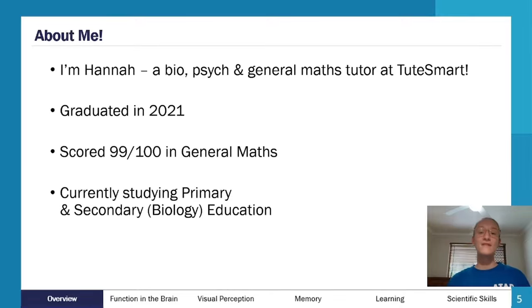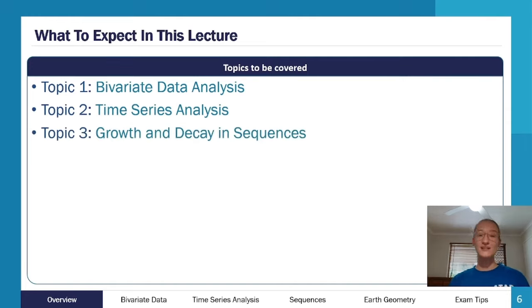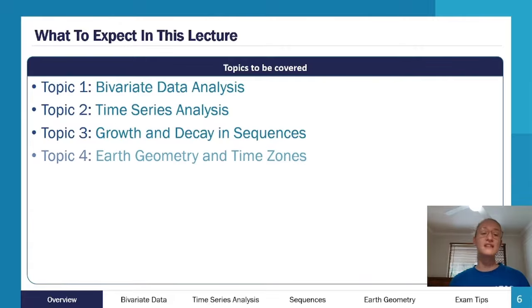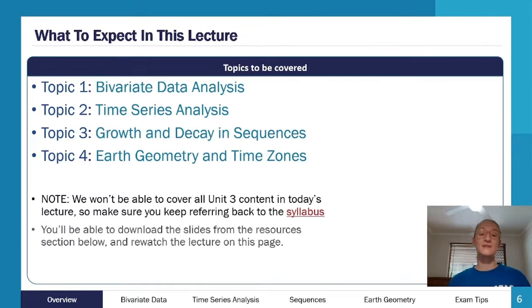So we'll briefly go over what we're going to be covering today. Like I said, we're focusing on Unit 3 and each of the different topics. Topic 1 is bivariate data analysis. Topic 2 is time series analysis, growth and decay in sequences, which is our arithmetic and geometric sequences, and earth geometry and time zones. Also, keep in mind that we won't be able to cover all of the content, so make sure you keep referring back to the syllabus to see what is expected and required of you. Anything on the syllabus could be on your internal assessments and the external.